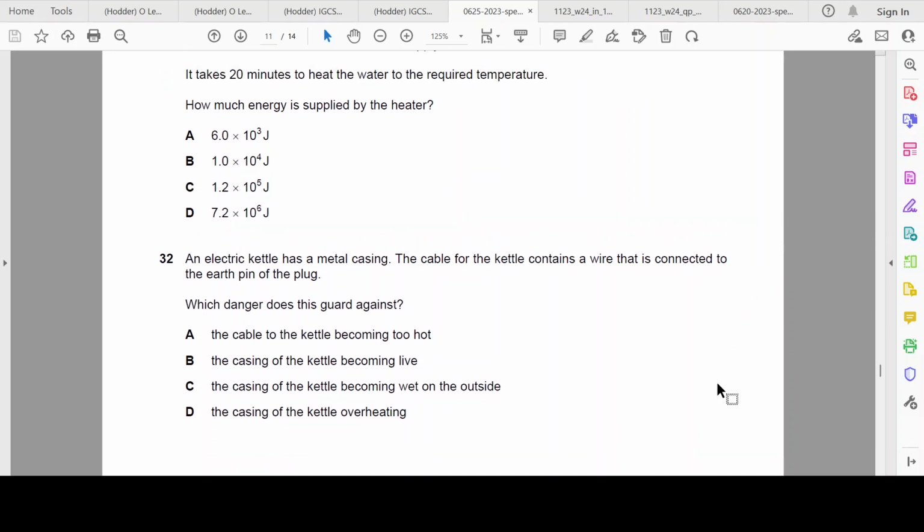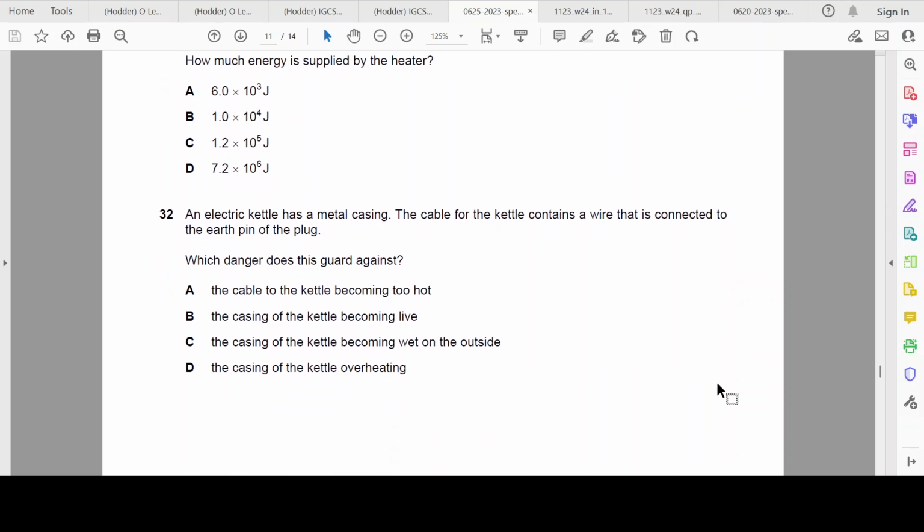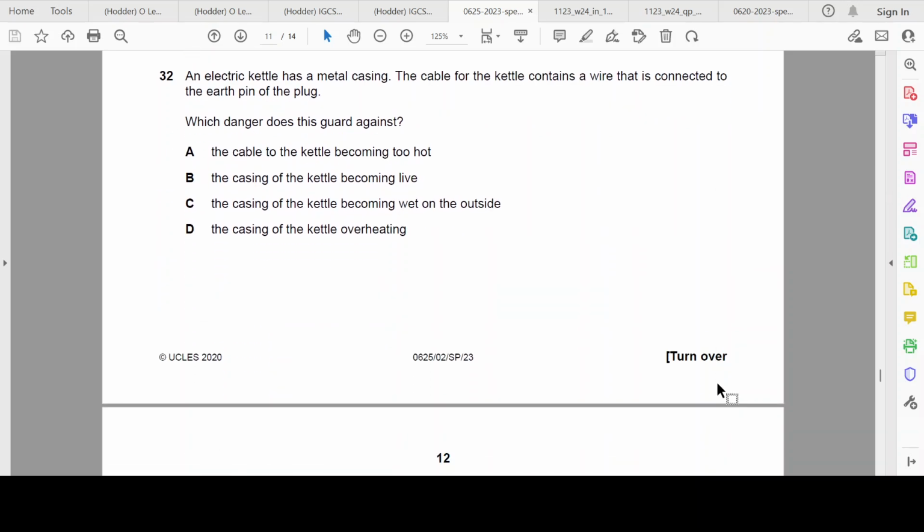Yeah. Good. Question 32. How many more are left? Nine, including question 32.